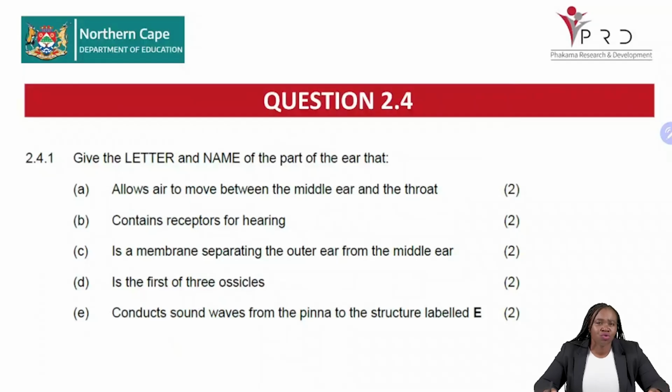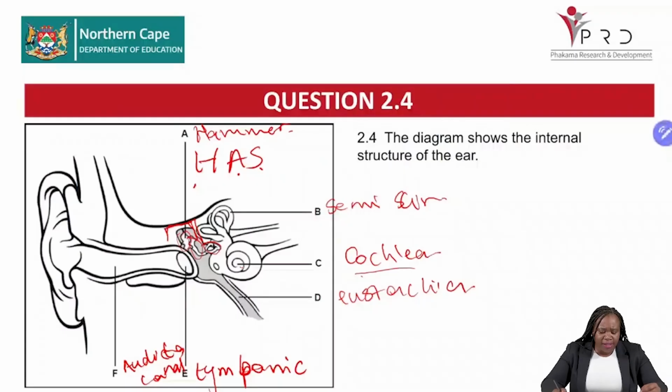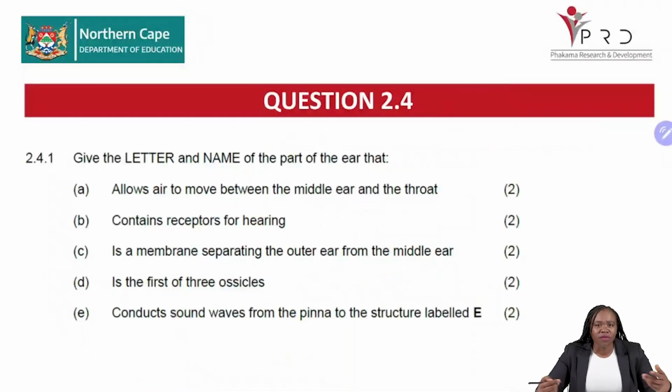Just make sure that you do not leave any blanks, especially on questions like this, where you just have to give a letter. You can look at any of these letters and say, okay, but I think the answer is C. Say C. Even if you're not sure whether C is the cochlea or the organ of Corti, say C. And if it's the organ of Corti and you said cochlea, then you would get a mark for that C.